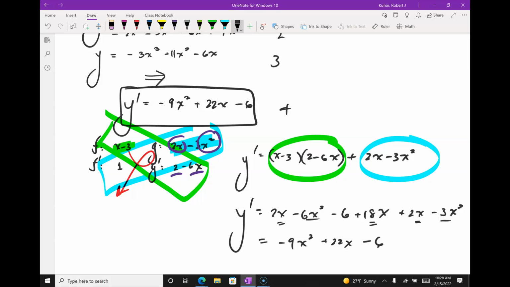I do want to check if that derivative is factorable. It's not. So I'm going to leave it as it is. But if it was factorable, I'd want to factor it.